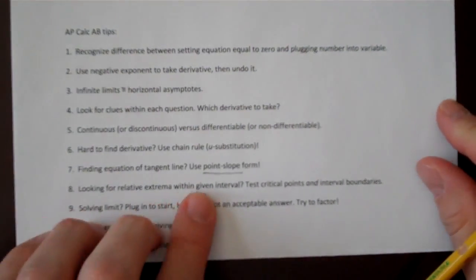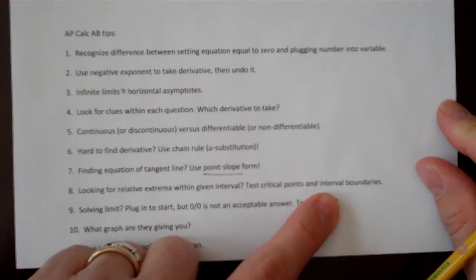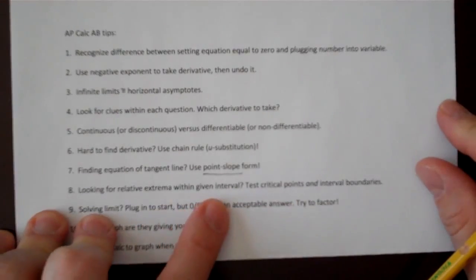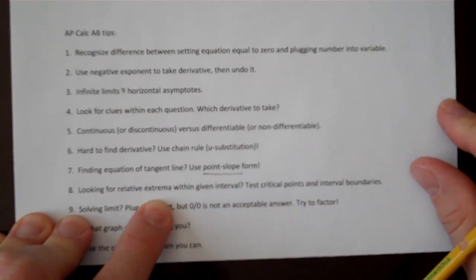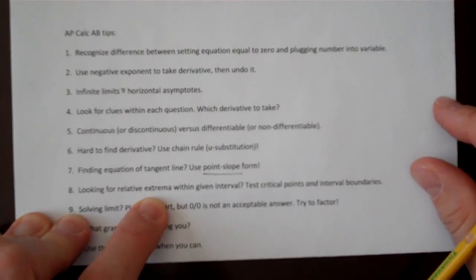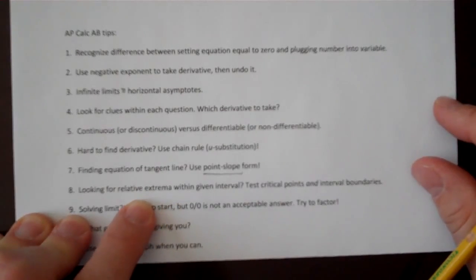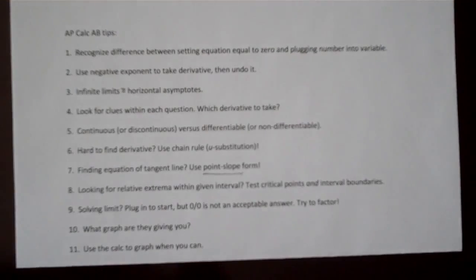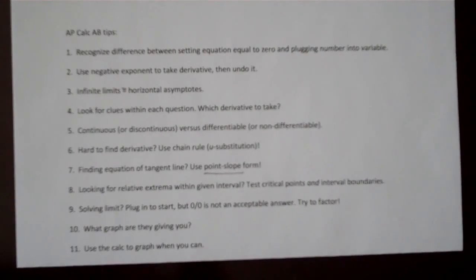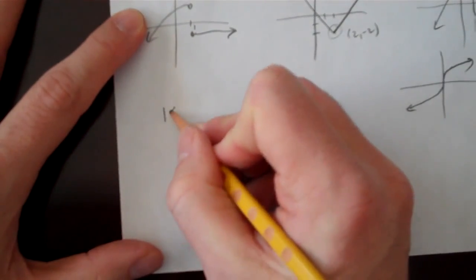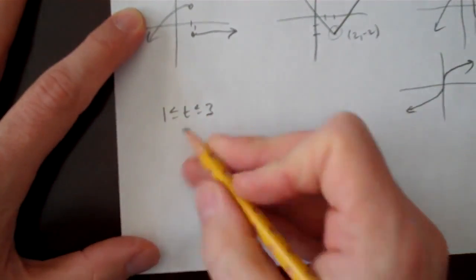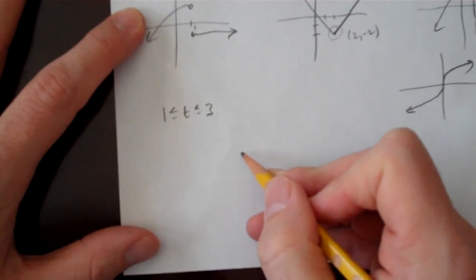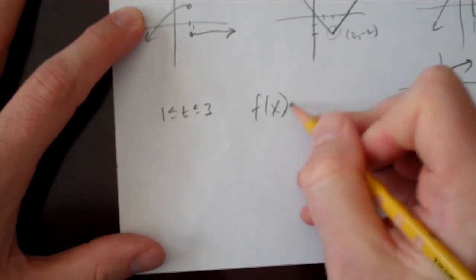Number 8. Looking for relative extrema within a given interval. Test critical points and interval boundaries. Okay, I'm talking about with a given interval. We're looking for like the maximum value within something. From t equals 1 to 3, and then they give you a function, and you've got to go ahead and find like the maximum value. There's usually 3 numbers you'll then have to test. If they tell you, I'll just say t, sometimes there's an equal sign, sometimes not. And they give you f of x, whatever it is.